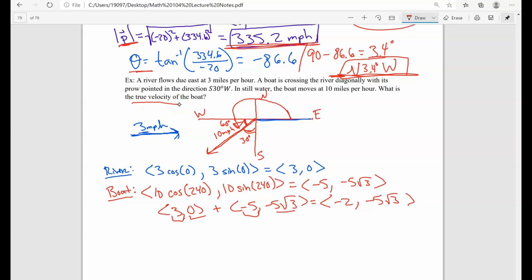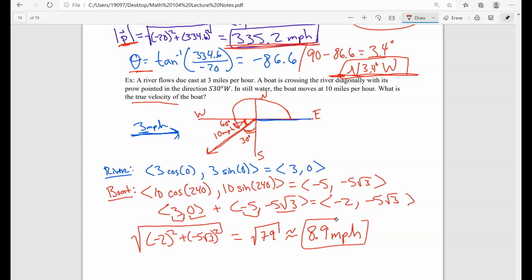Now all we have to do, because we don't want the direction, we just want the true velocity of the boat, is figure out the actual speed by taking the magnitude. We're going to take the square root of -2 squared plus -5 square root of 3 squared. Let's put that in our calculator. You're going to have -2 squared plus -5 square root of 3 and then the whole quantity squared. What I end up getting is the square root of 79, which is approximately equal to 8.9. In this case, it's miles per hour.